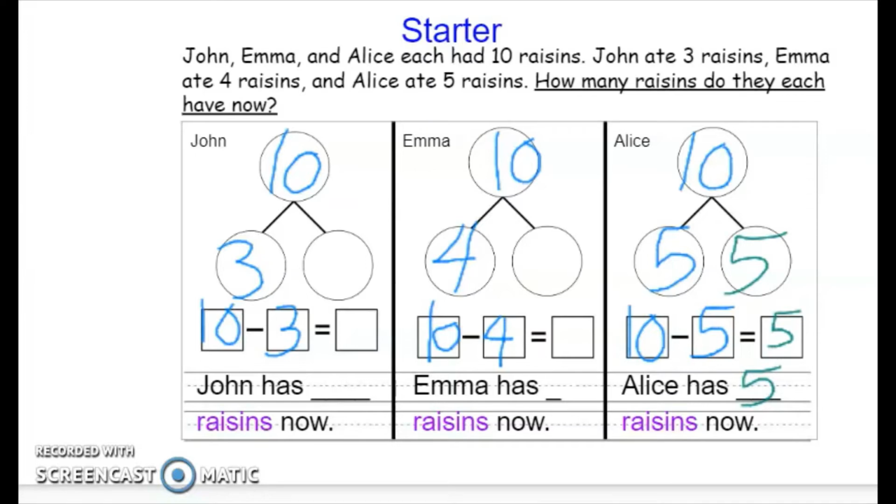For Emma, I am going to use the 5 group strategy. I know that 5 and 4, so 5, imaginary 5 group in my head, 5 and 4 make 9. I need 1 more to make 10. The 1 more and the 5 group make 6. So my missing part for Emma is 6.